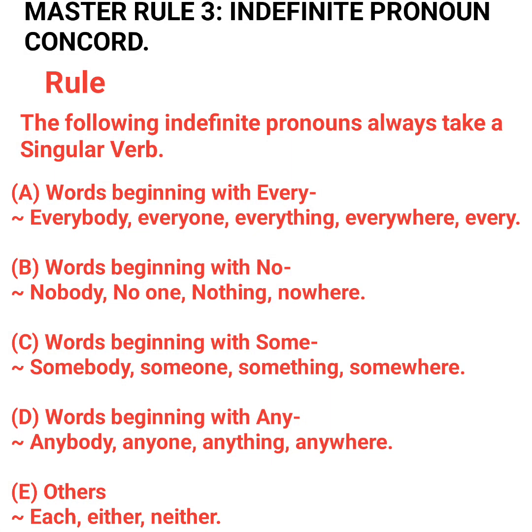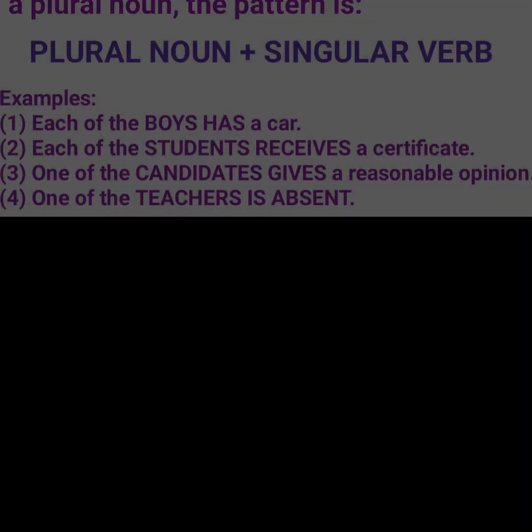The third rule is indefinite pronoun concord. The rule states the following indefinite pronouns always take a singular verb. These are: A, words beginning with every; B, those that begin with no; C, those that begin with some; D, those that begin with any, anybody, anyone, anything, anywhere; and E, others like each, either, neither. Whenever you see any of these indefinite pronouns, use a singular verb with them.